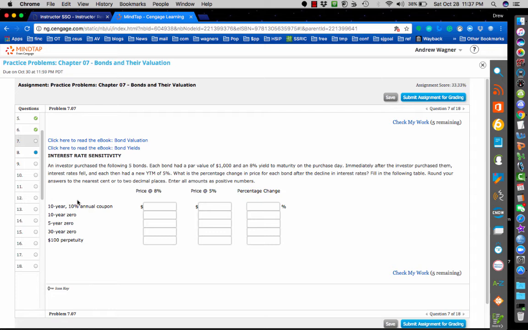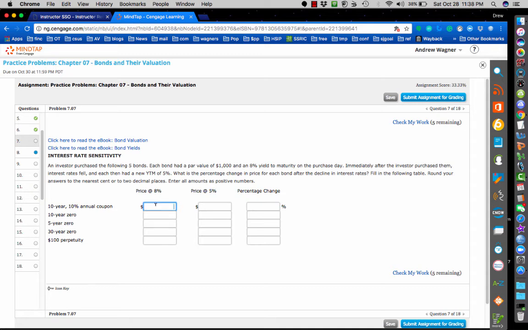Five bonds. Each bond has a par value of 1,000, 8% yield. And just after you buy them, the interest rates fall to 5%. And what they want to know is the percentage change. So here we have to recalculate the price of each of these at 8% and then at 5%.